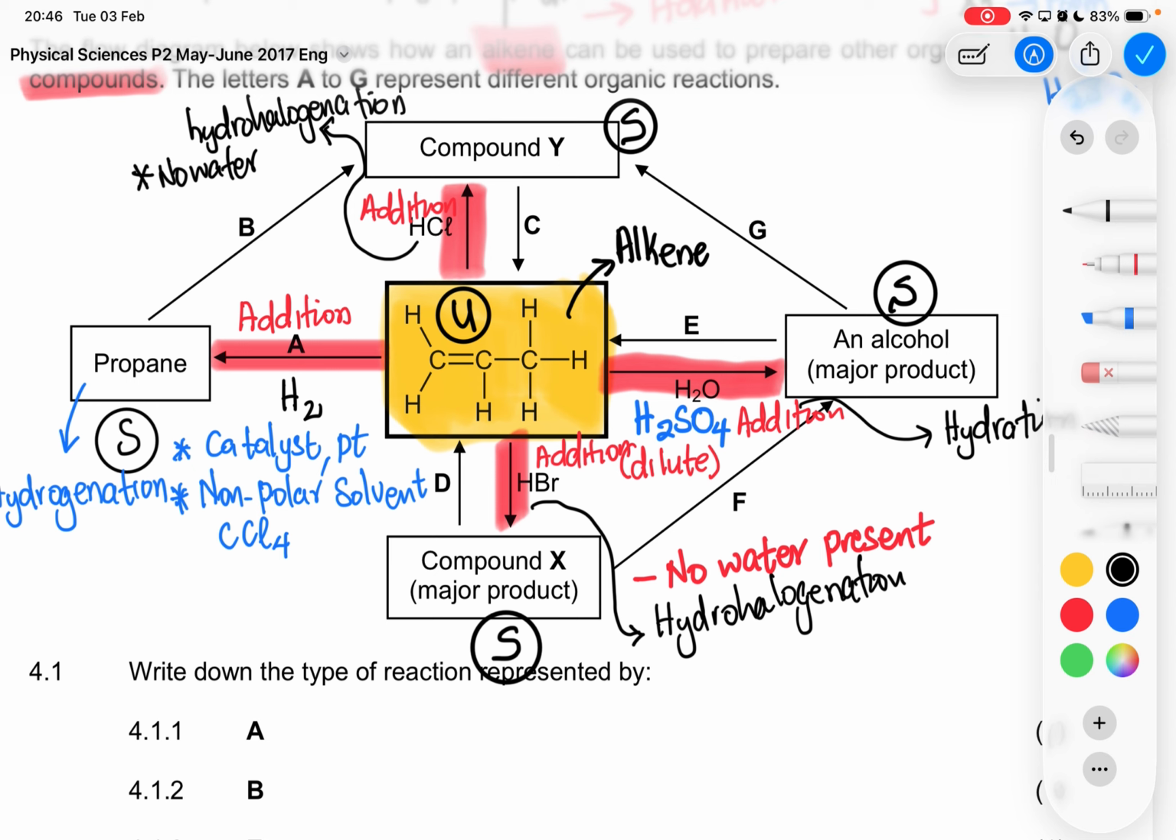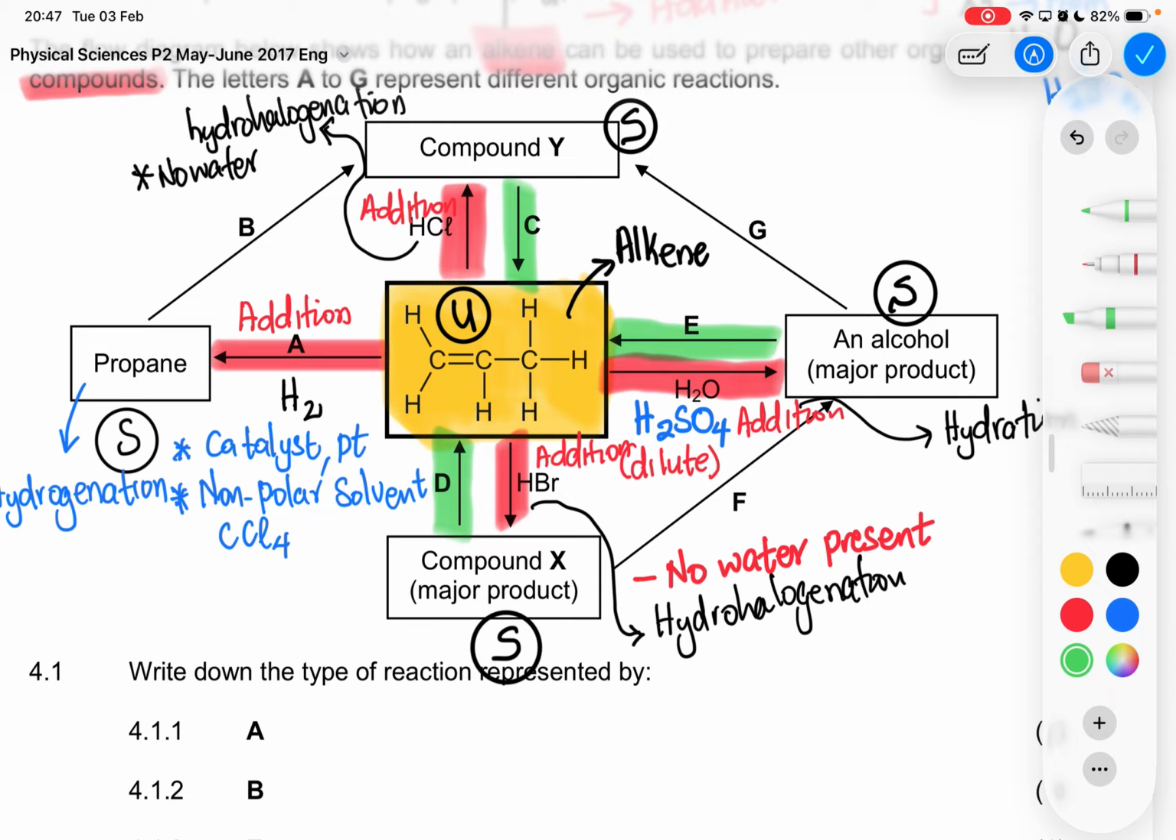Then when we move towards, I'm going to use green. This green represents the reverse of addition, which is elimination. So we are eliminating something. Whatever we added, we must remove. You see that? So that is elimination. What we added going out, we must eliminate going in.